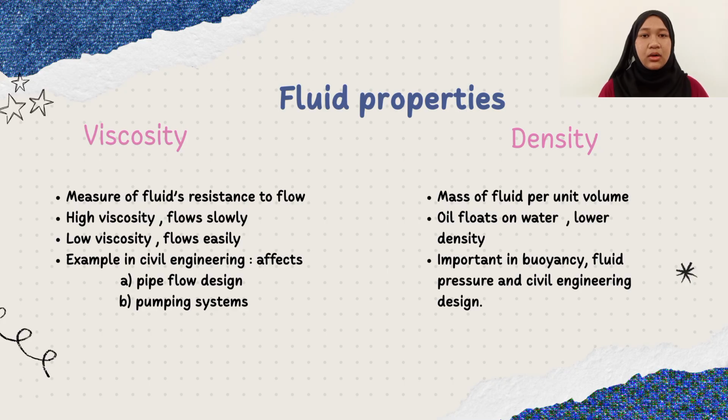Secondly, density is the mass of a fluid per unit volume. For example, oil floats on water because it has a lower density. This property is important in buoyancy, fluid pressure, and structural design.